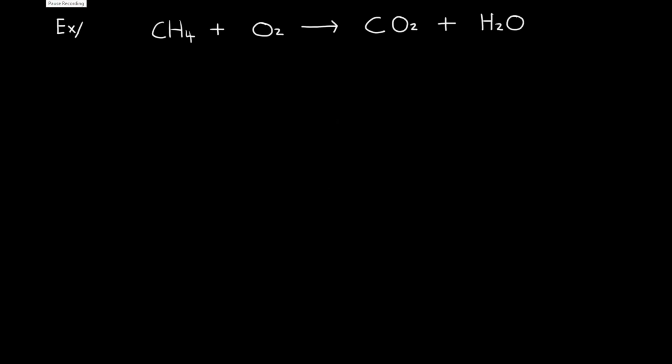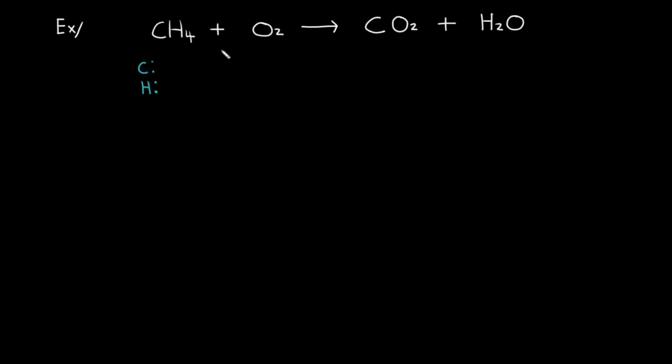In this video, I will be explaining how to balance chemical equations. So, for this first example, we have methane plus oxygen turning into CO2 and water. So, to start doing this, we need to set up a table.